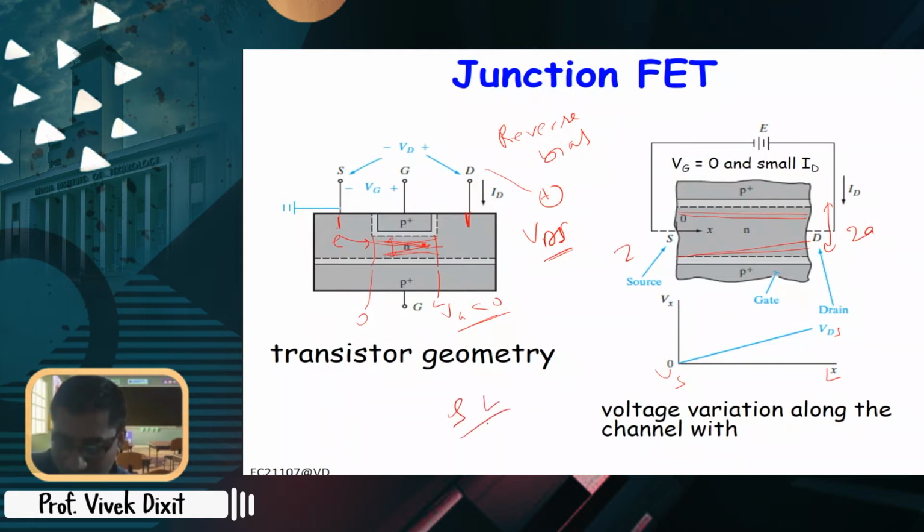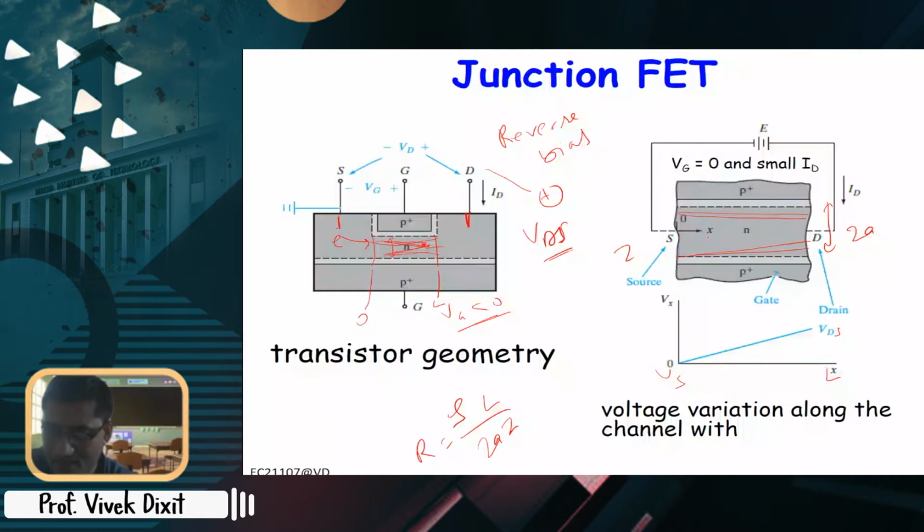Rho L by A, right? And what is the cross section area? 2A times Z. So this will be the minimum resistance, right? Because the channel is widest here. So the minimum resistance will be rho L by the width of this channel, 2A.